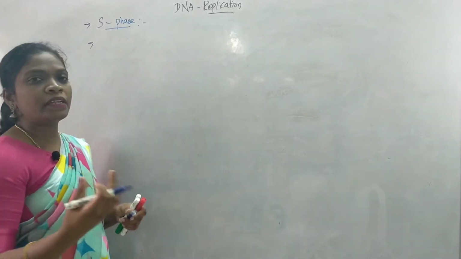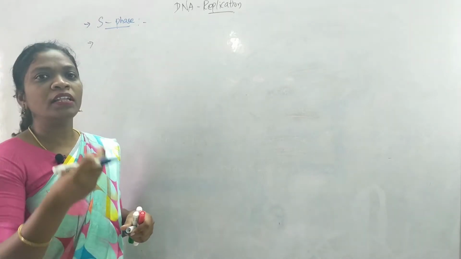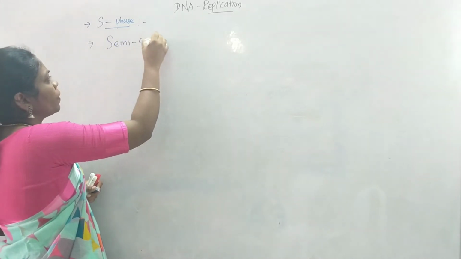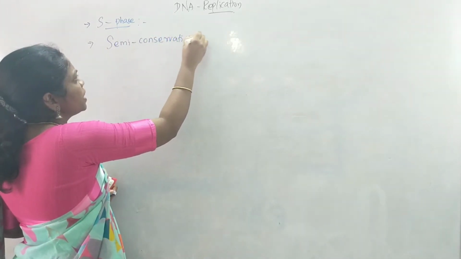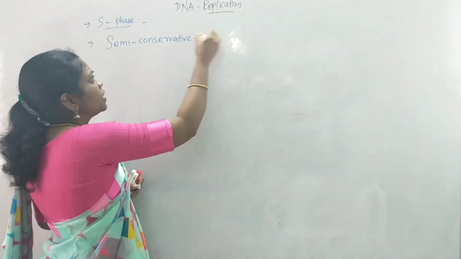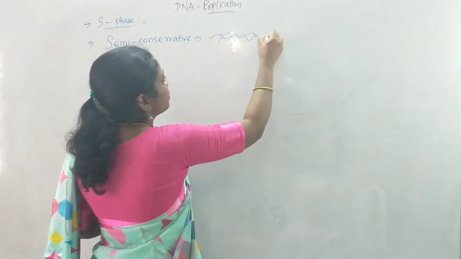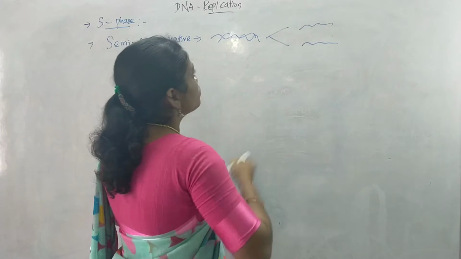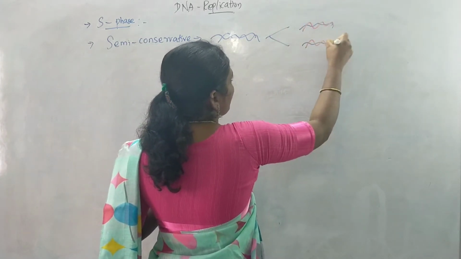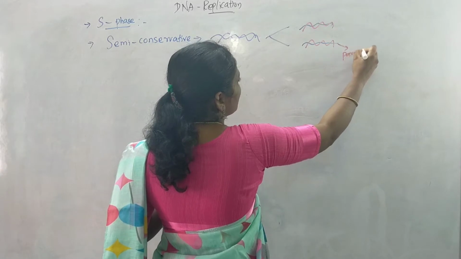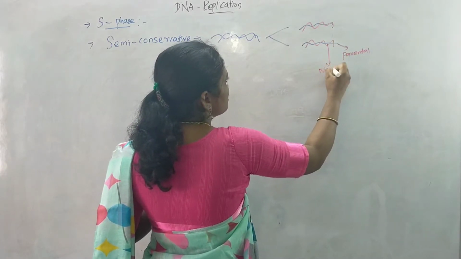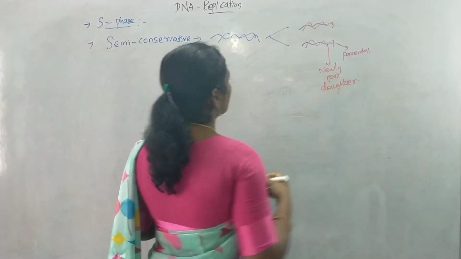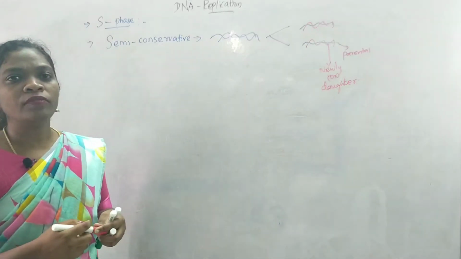How does the DNA replicate, how does it produce the copies of another DNA strand? It is done by a method known as semi-conservative replication. So what is the meaning of semi-conservative replication? Here the parental strands are going to divide and the new strands are formed. This strand is known as the parental strand and this strand is a newly synthesized strand, which is also known as the daughter strand.